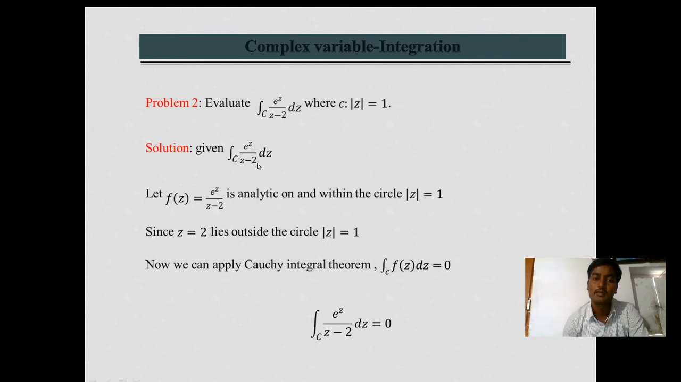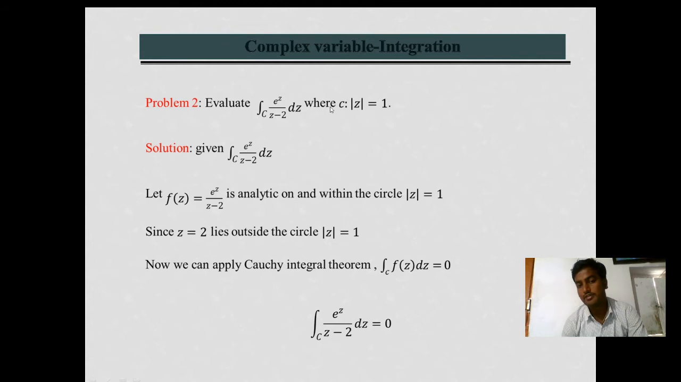Now you need to check whether the point lies inside or outside. Since the given circle is mod z equal to 1, this is a circle with center origin having radius 1. So the singular point is 2. 2 is clearly outside the region.